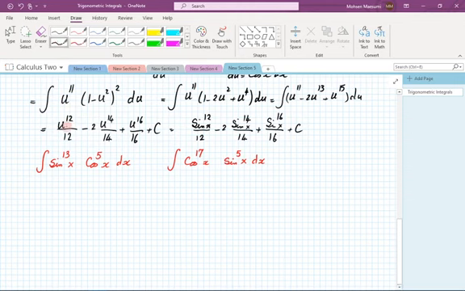It's possible that one of the powers is not what we are used to. It could be a fractional power and such. Here's another example then. I could have something like the integral of cosine to power of 5 of x, and then sine to power of, let's say, 1/3 of x dx.